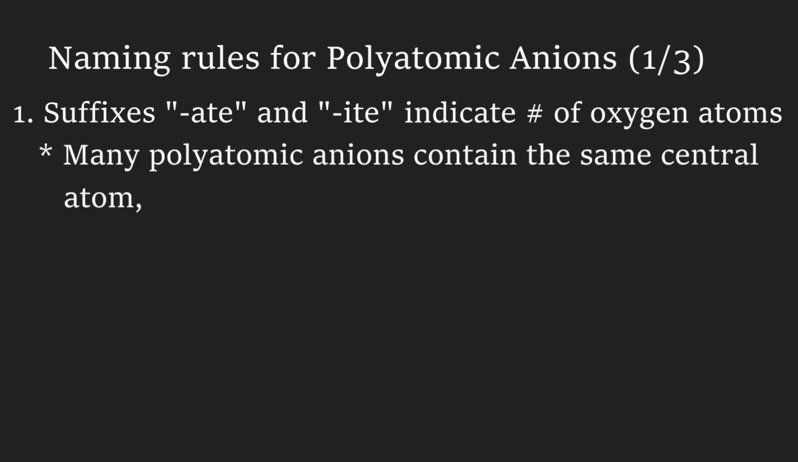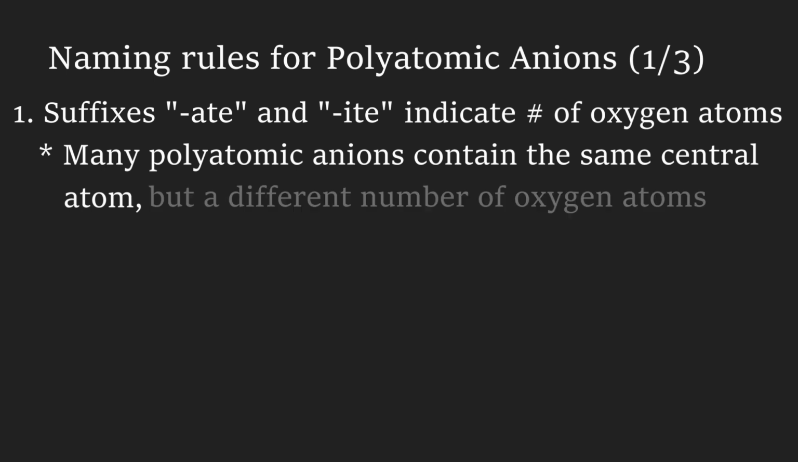Many polyatomic anions are part of a series or a group of related anions that share a common element, and so in that sense they are similar. What makes them different from each other is that they contain different numbers of oxygen atoms. In other words, they contain the same central atom, which is usually a nonmetal, but they vary in the number of oxygen atoms attached to it. So one anion may have more oxygen atoms than another, leading to different chemical properties.